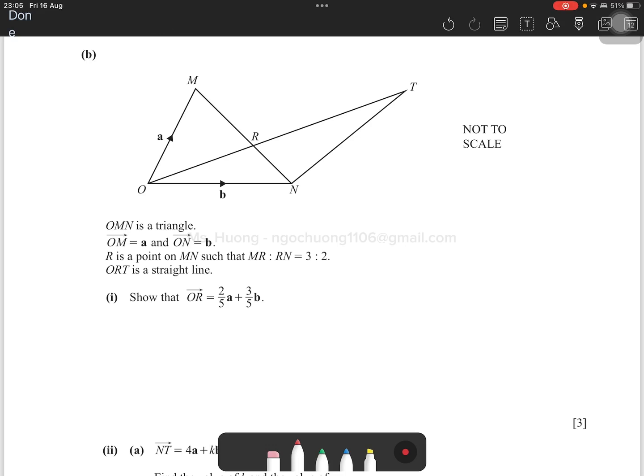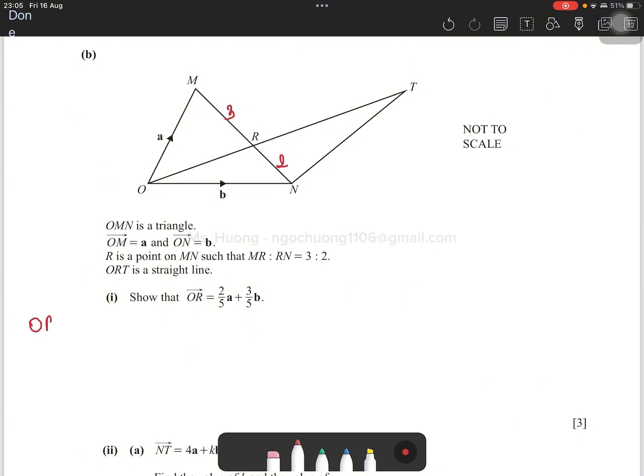B. OMN is a triangle. Vector OM equals a, and vector ON equals b. R is the point on MN such that MR to RN is 3 to 2. ORT is a straight line. 1. Show that OR equals 2/5 of a plus 3/5 of b.